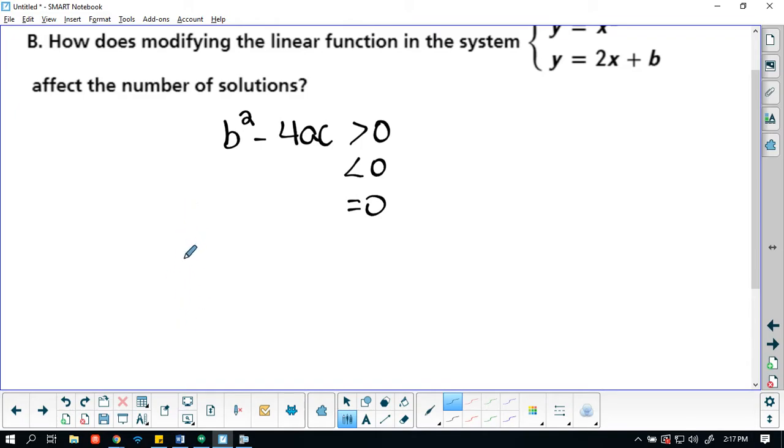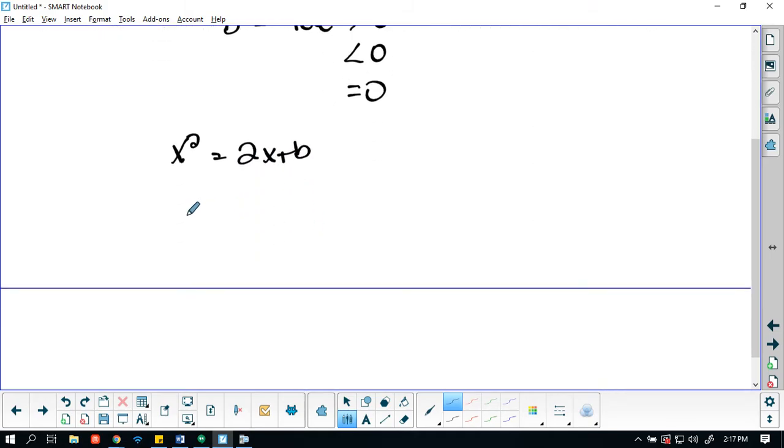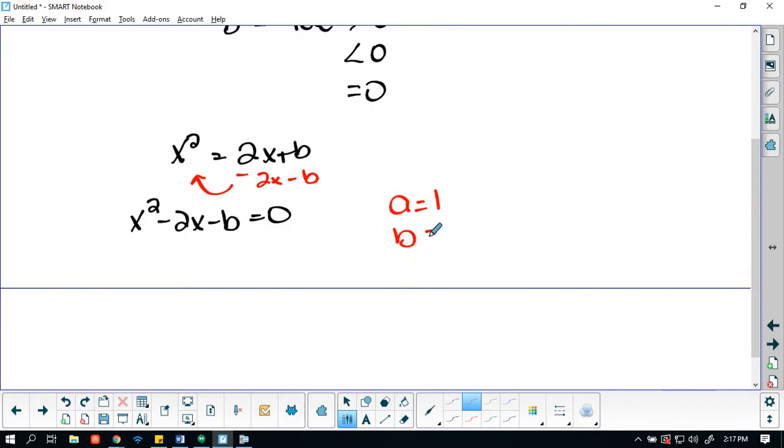I'm going to do x squared equals 2x plus b. I'm going to get one side as 0, the other side the standard form for the equation. So this is going to be x squared minus 2x minus b equals 0. I just subtracted this side from both sides. All right, my a in this case is 1, my b is -2, and my c is -b.